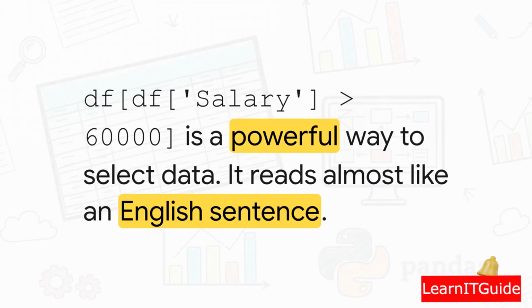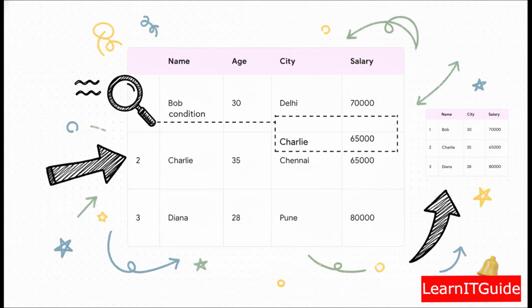This is one of the most important things you'll learn. Now, this line of code might look a little weird at first, but it's super powerful. It's basically like asking a question in English. You're saying, hey Pandas, inside my data frame df, find me all the rows where the salary is more than 60,000. That's it. And poof, just like that, Pandas hands you back a new, smaller data frame with just the people you asked for. In this case, Bob, Charlie, and Diana. This is how you start to dig into your data and find the interesting stuff.